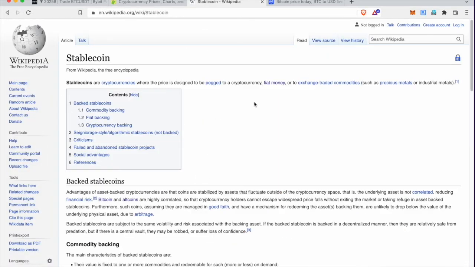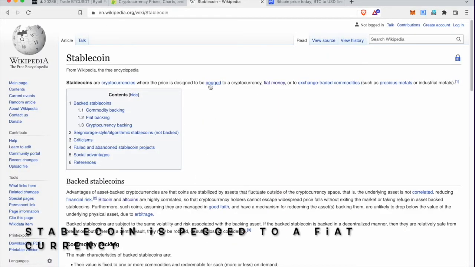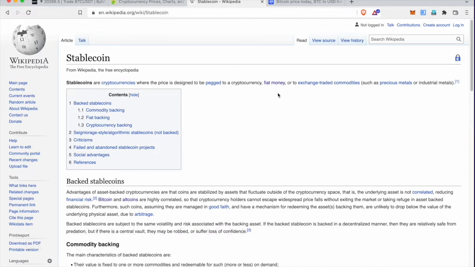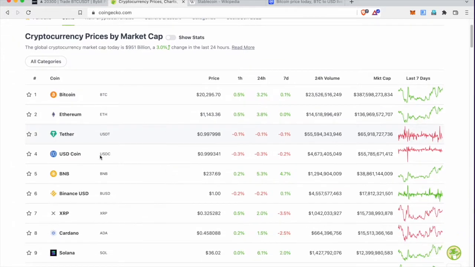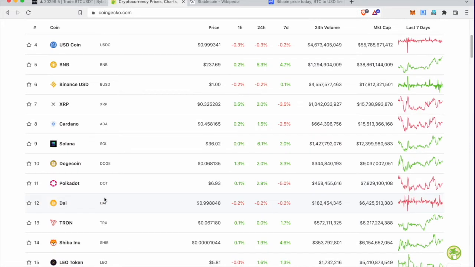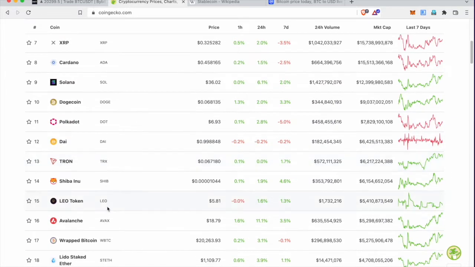What is stablecoin? A stablecoin is pegged to a certain fiat currency. Fiat currency means government issued currency like US dollars, euros by the European Union, yens by the Japanese government. On CoinGecko, a stablecoin like Tether, or USDT for short, is pegged to the US dollar. Then we have USDC, and BUSD, the Binance Exchange owned stablecoin. For beginners, Tether USDT is all you need to focus on for now.